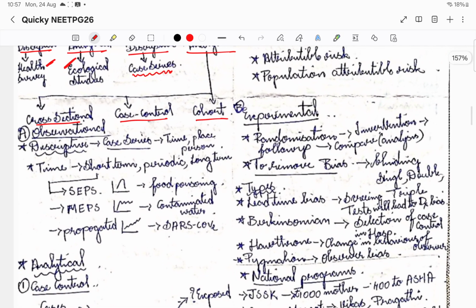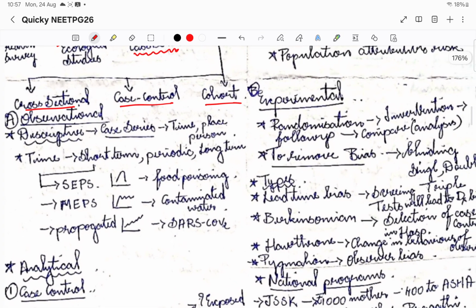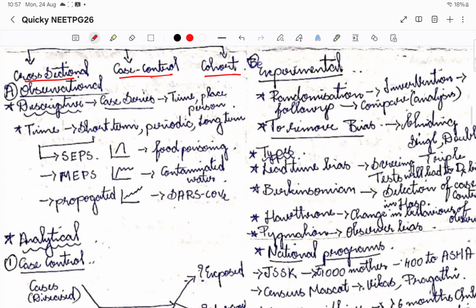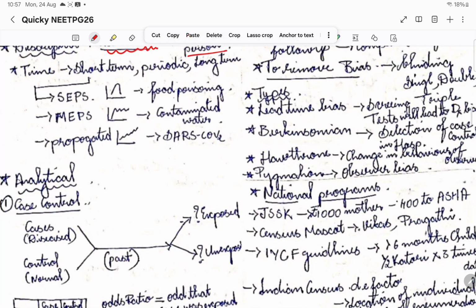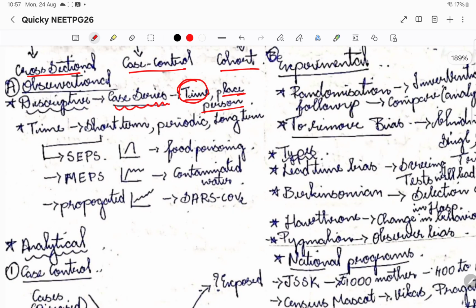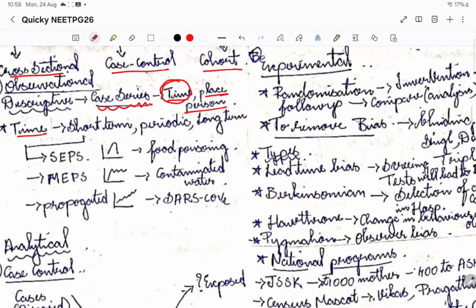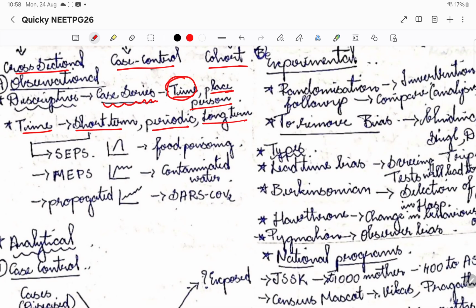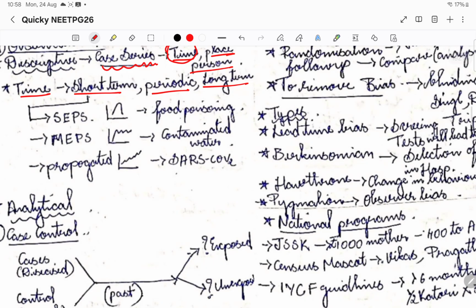Starting with observational studies, we'll start with descriptive, then we'll go on to analytical. If it is a case series, it's going to come up with time, place and person. Remember that, with respect to place and person, not much importance. Please note that it is the time cases that they are giving in the question papers. With respect to time, please remember there are short term, periodic and long term. These are the descriptive graphs that they'll give.